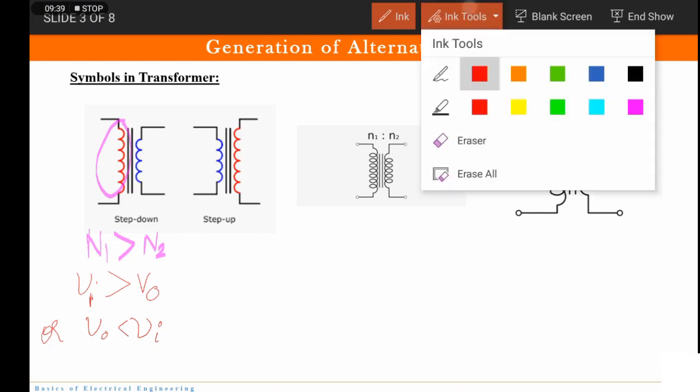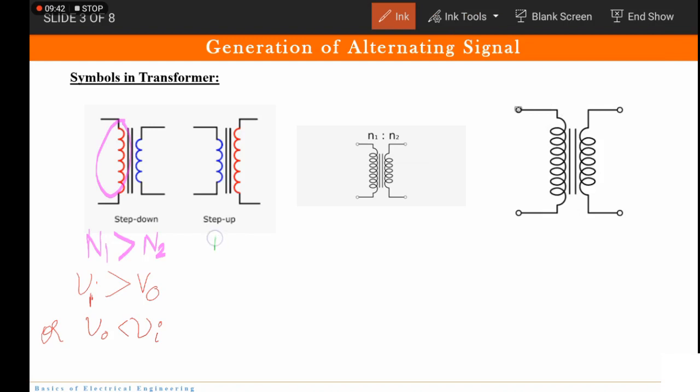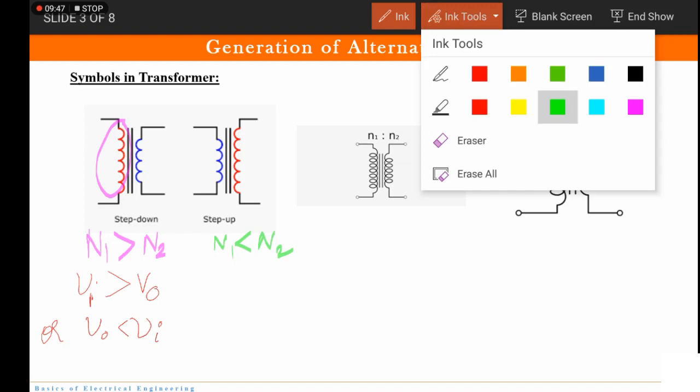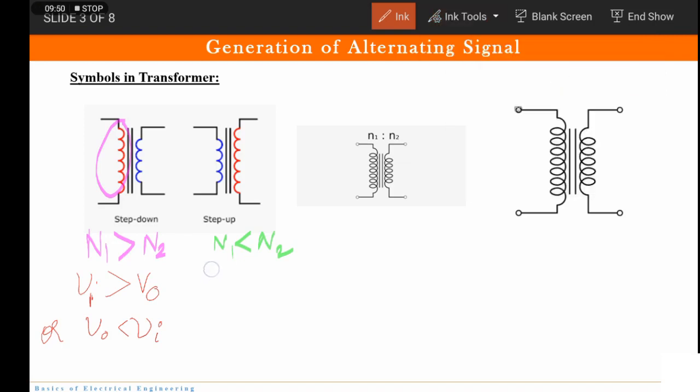Step up transformer would be, yes, N1 here is smaller than N2, right? Correct? It means that here VI is smaller than VO, or I can say that VO is greater than VI, correct? So step up, it is stepping up the signal. It means it is increasing the signal, or in other words, it is a type of transformer wherein output voltage is larger or greater than the input voltage. Fine.